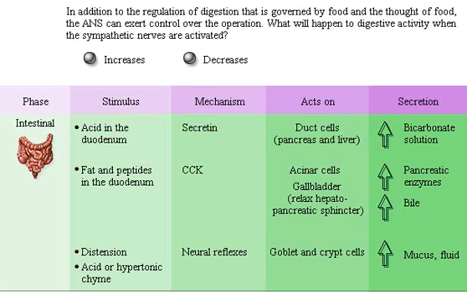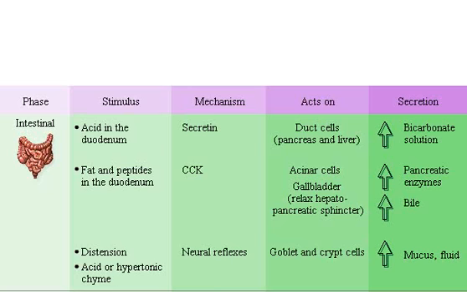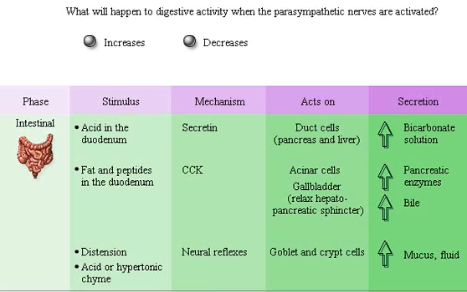In addition to the regulation of digestion that is governed by food and the thought of food, the ANS can exert control over the operation. What will happen to digestive activity when the sympathetic nerves are activated? What will happen to digestive activity when the parasympathetic nerves are activated?